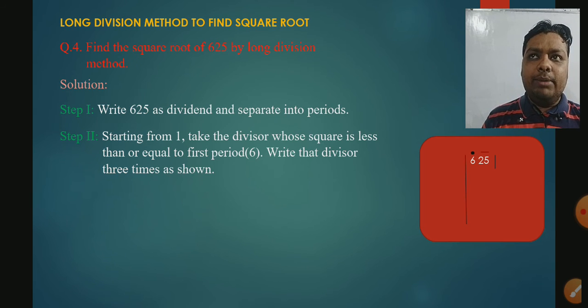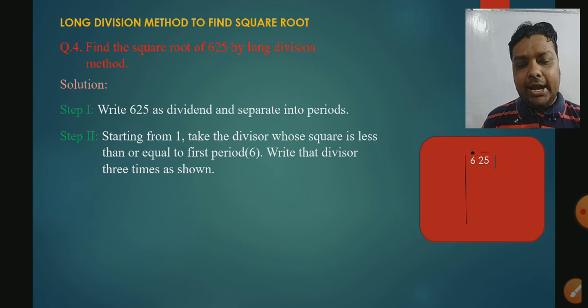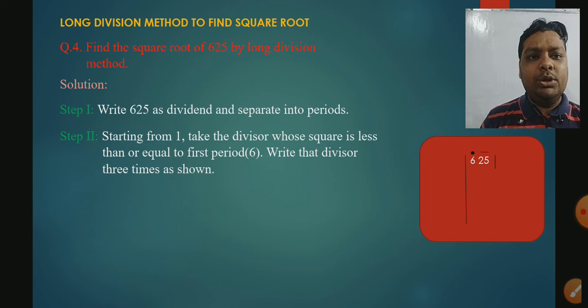It means we have to multiply 1 and again 1. We will not multiply 1 with 2. We will multiply with the same number. It means 1 into 1 is 1. It means it is less than 6.